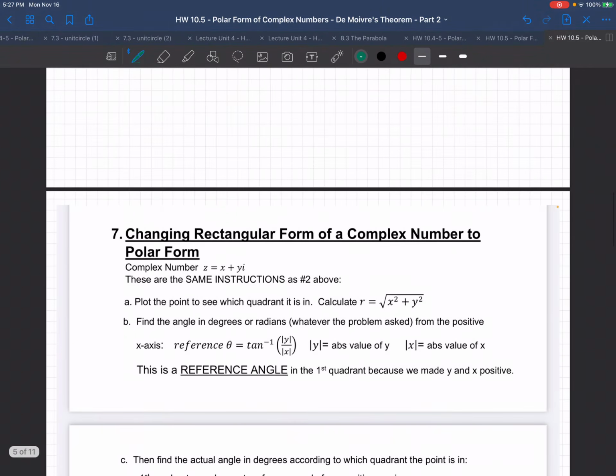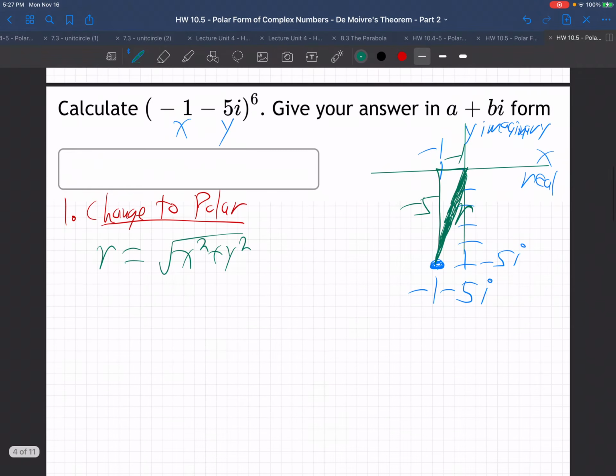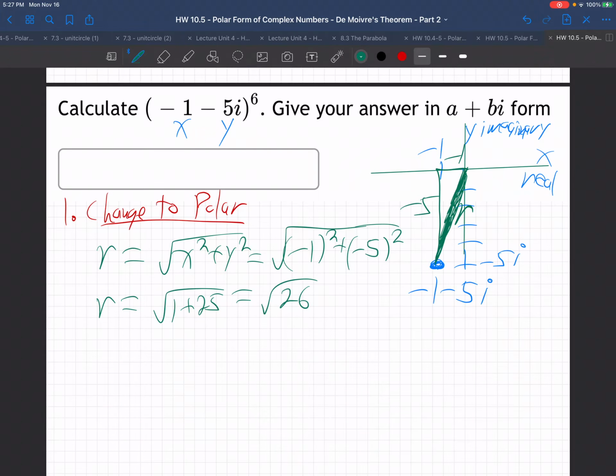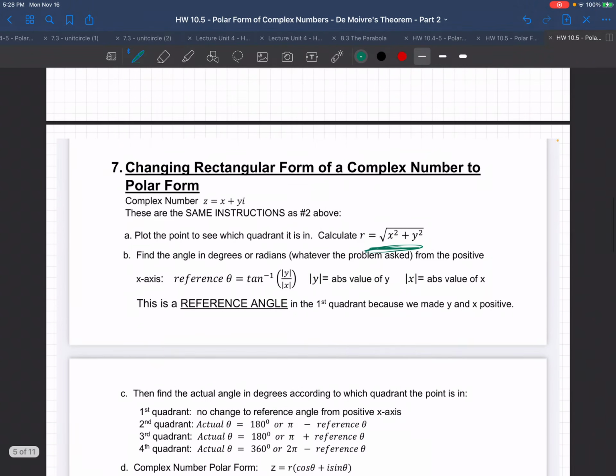That's what the formula says right here. Calculate the length of the polar number. Square root of x squared, negative 1 squared, plus y squared, negative 5 squared. So r is the square root of 1 plus 25. r is the square root of 26. Okay, square root of 26. I'm just going to leave it like that for now. I don't want to get a decimal yet. Okay, so now that's step 1.